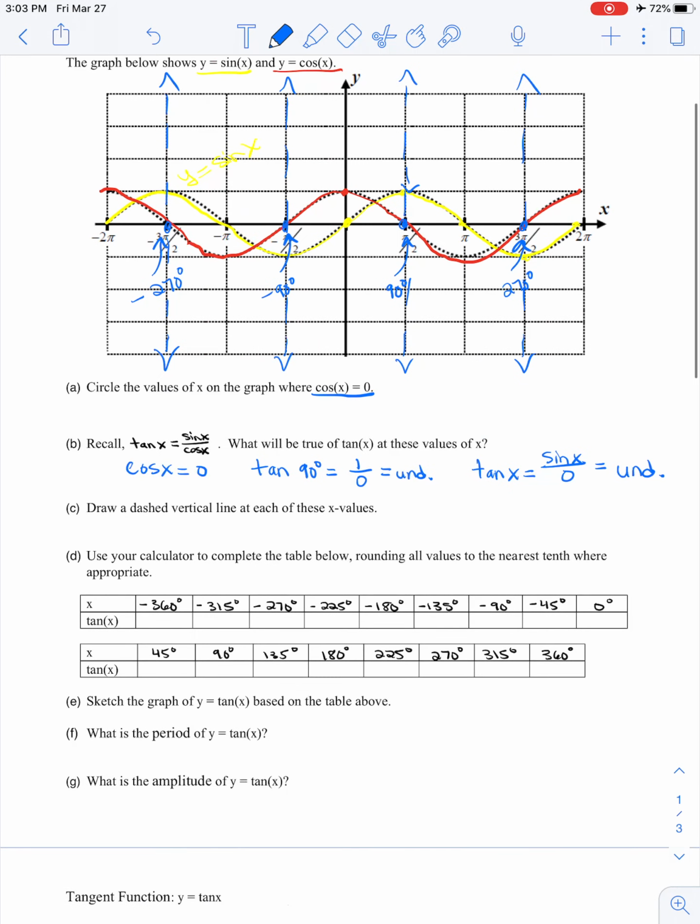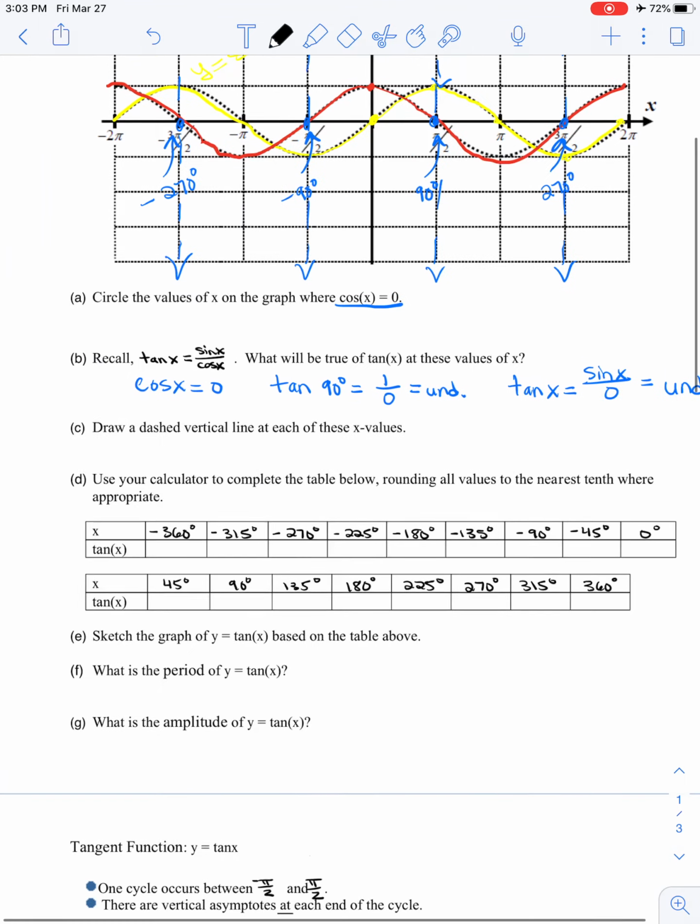Okay, so let's take a look at part D. Use your calculator to complete the following table and round each value to the nearest tenth. So pause the video and complete the table of values. Okay, so let's fill in our table. So the y values that you should have calculated were 0, 1.